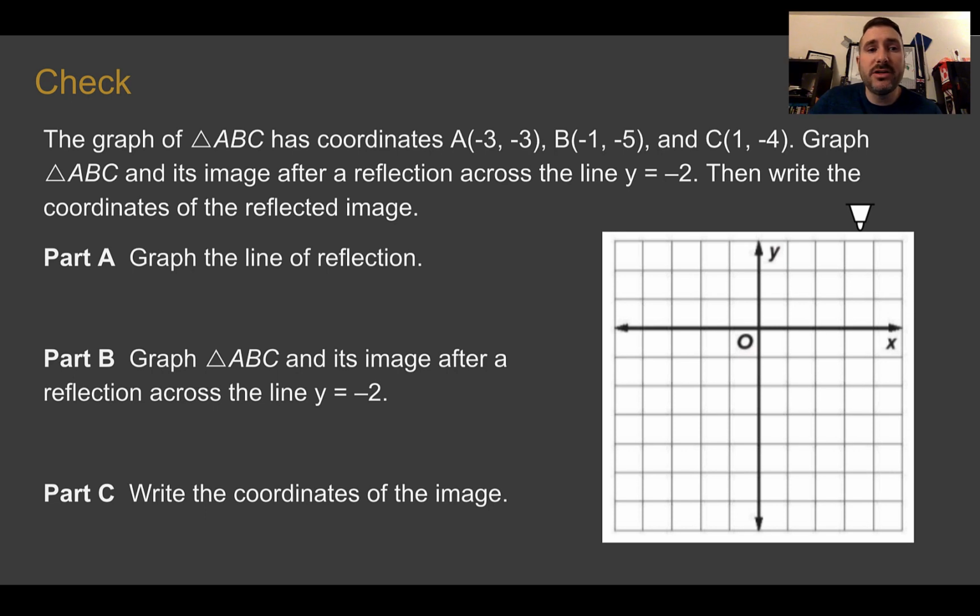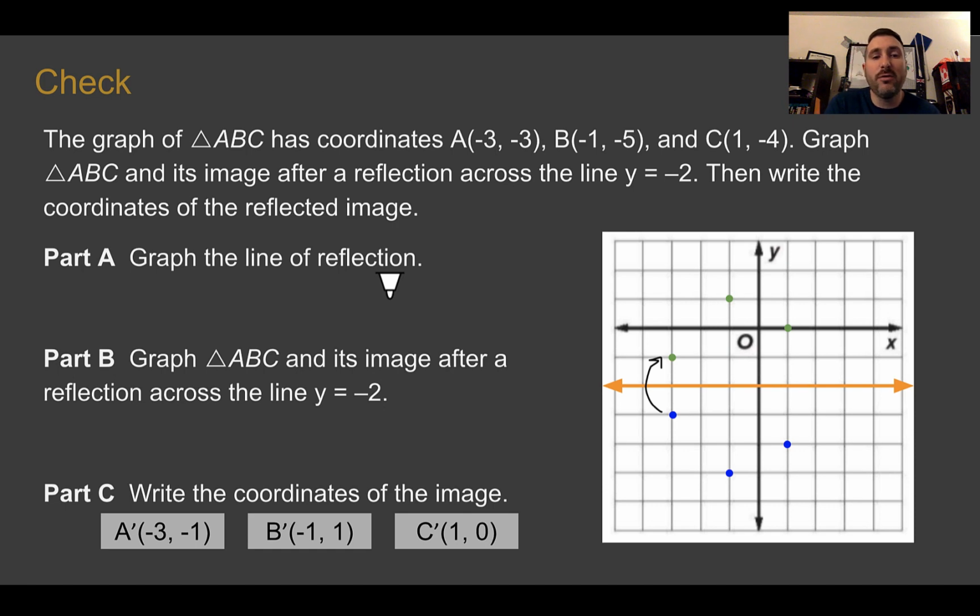Check your answer. First, part A, your line of reflection should have been there. That's y = -2. Then, in order to create our image, we need to plot our original points, which are those blue dots there. Reflecting it across would mean we're now going to reflect it up. So each thing needs to be the same distance above as it was below. So our image would be those green dots. Then, what are the coordinates of the image? A prime would be at (-3, -1), B prime at (-1, 1), and C prime is at (1, 0).